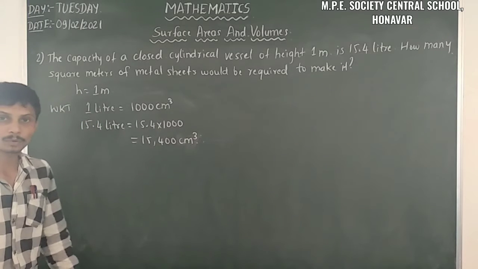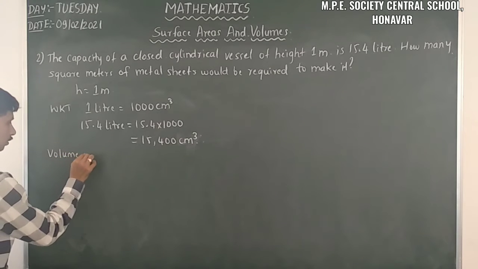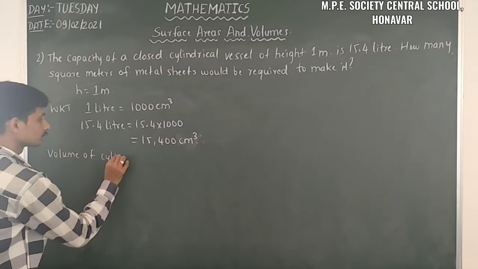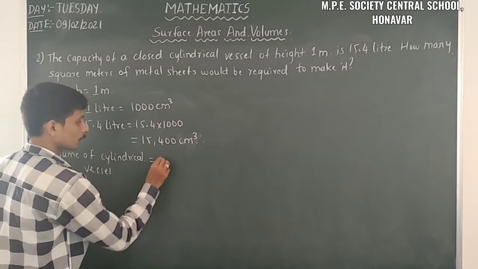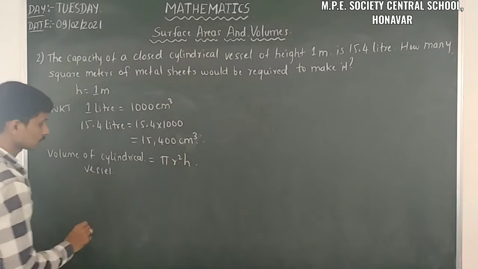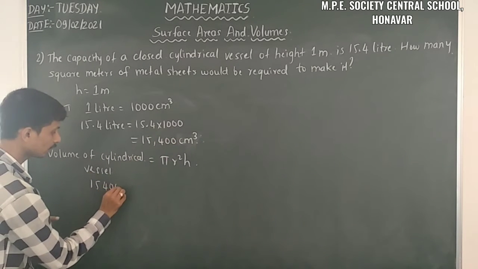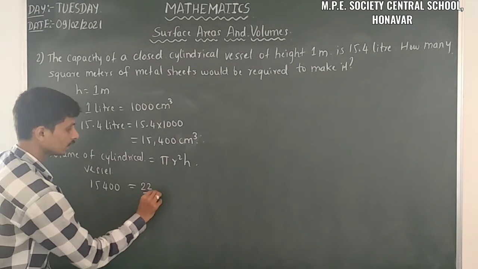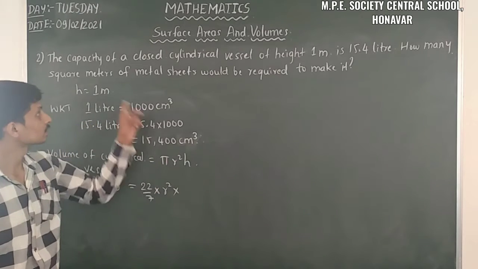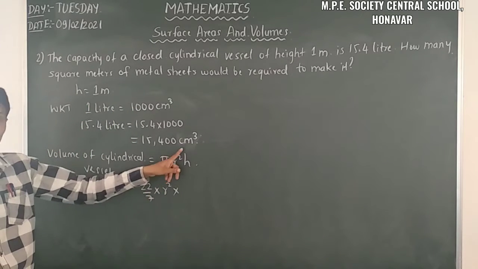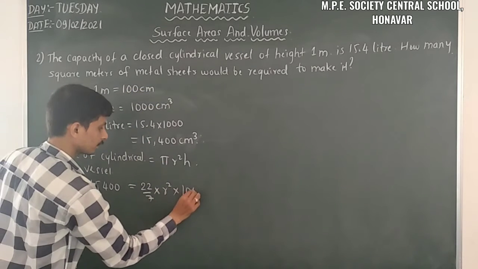So using the formula for finding the volume of the cylinder, that is volume of cylindrical vessel is equal to pi r square h. So volume of the cylindrical vessel already we found out, just insert it. It is 15,400 is equal to pi is 22/7 into r square, so we have to find out r square, and h it is 1 meter, it is in meter, here it is in centimeter cube, that's why we have to convert it in the centimeter. So that is 100 we have.